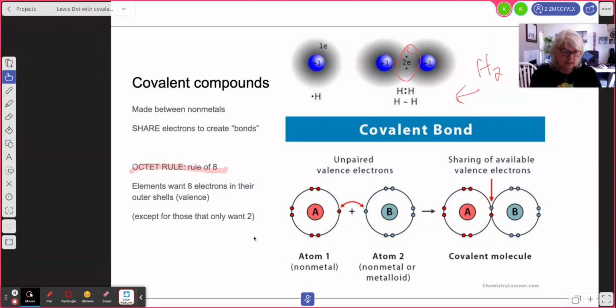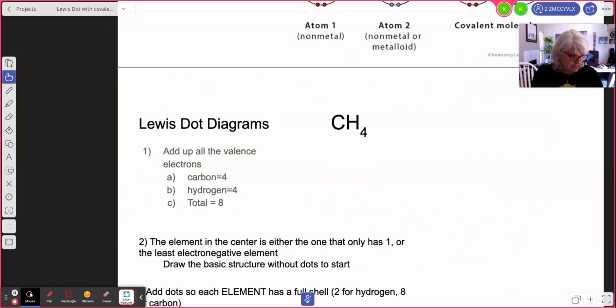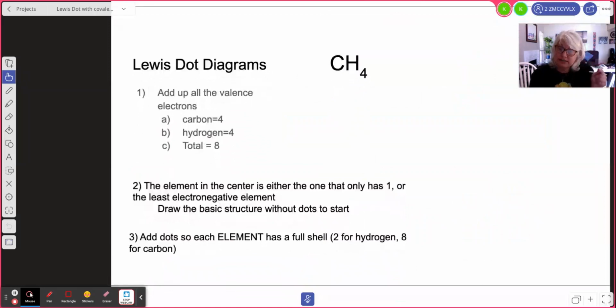Now, let's talk about how we draw these, because that's going to become important in our next topic, which is the geometry, which is really fun, actually. So let's take a look at this. There are 3 steps to drawing covalent Lewis dot diagrams. The first one is you need to add up all the valence electrons for every atom in the molecule.